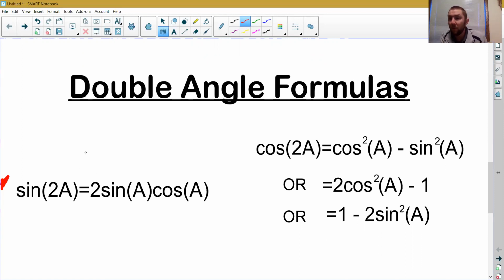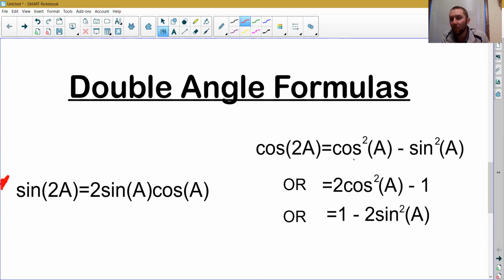And that again came from the angle sum formula. Cosine of 2A has 3 different options. It equals cosine squared minus sine squared, or 2 cosine squared minus 1, or 1 minus 2 sine squared. All of these are cosine 2A.